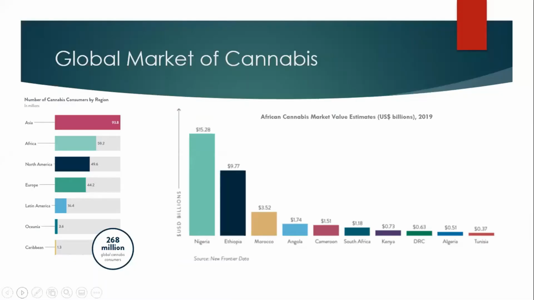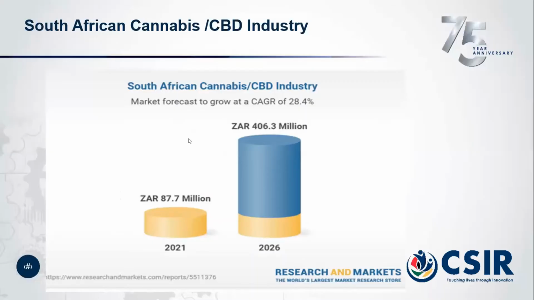This is the global and Africa market, mainly the global market on the left, and on the right this is more on recreational, and Nigeria is leading on recreational, followed by Ethiopia. South Africa is down, I think it is number 5, but this is more on recreational. This is the most recent on the CBD market.